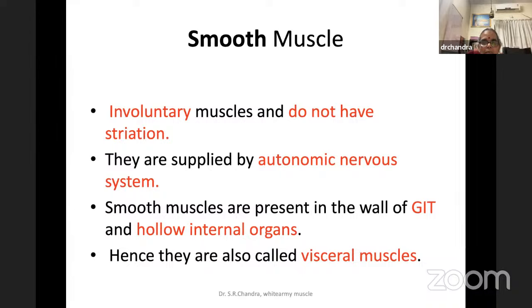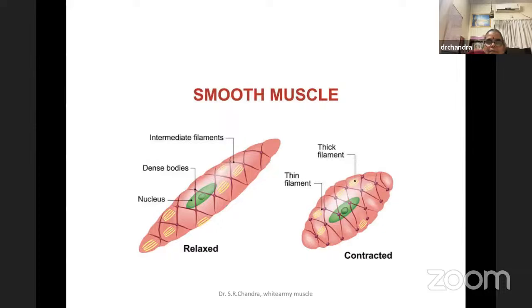And smooth muscles are present in the wall of the hollow internal organs, and they are also called visceral muscles. Skeletal muscles are attached to the skeleton, so they are called skeletal muscle. The smooth muscles are attached to hollow internal organs, so they are called visceral muscles. So this is a smooth muscle. Smooth muscle consists of thick filaments and thin filaments, and it has intermediate filaments, the dense bodies and the nucleus.